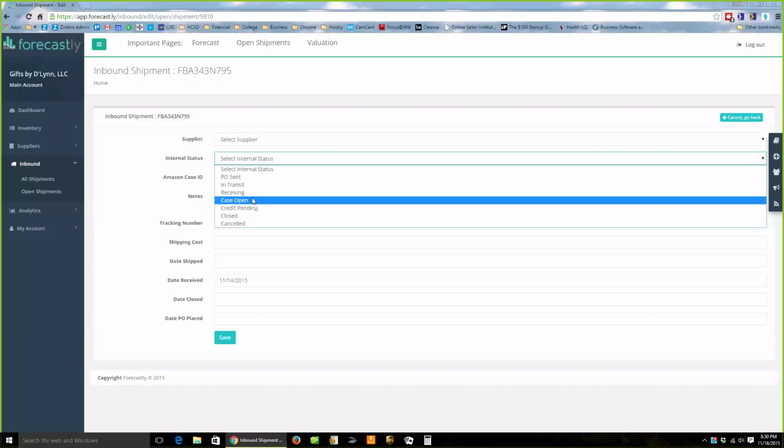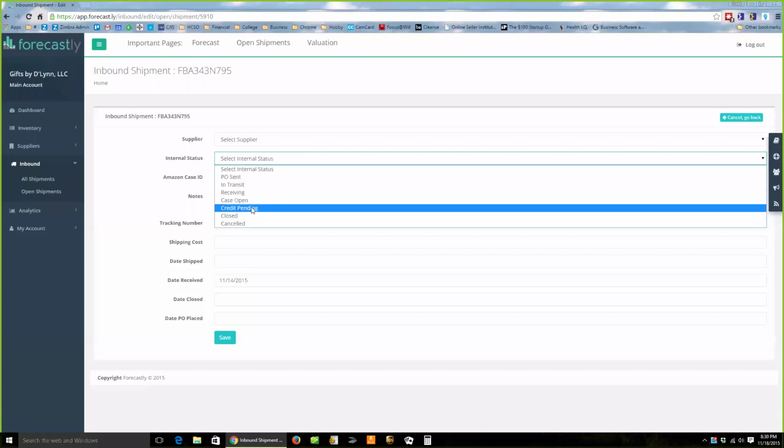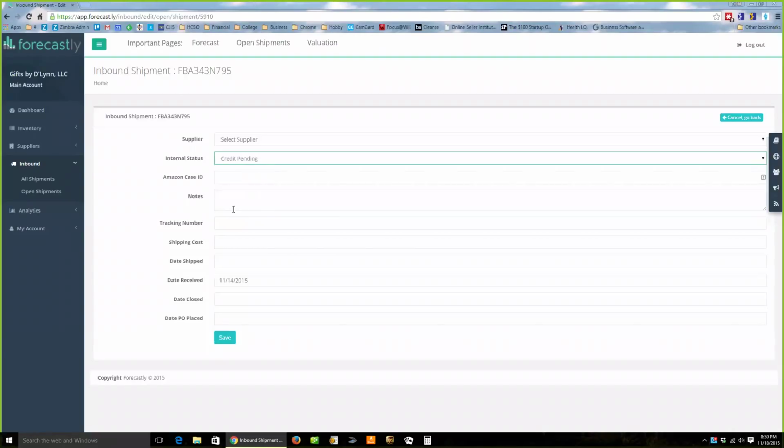You can note if you have a case open, or if you have a credit pending. Like if Amazon said, "Yeah, you're right, we can't find this, we'll issue you a credit for X dollars," then you can note that. So you can say credit pending, put the case ID, any notes, any tracking numbers, and you can include your shipping costs, and then you can go back and follow up on it.